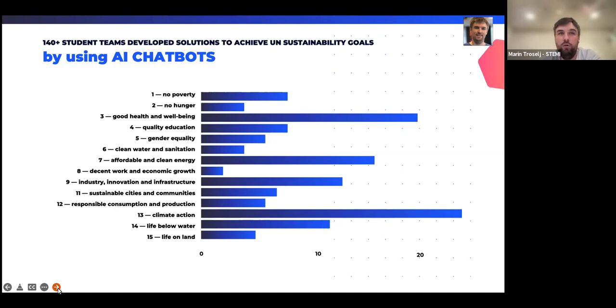And here on this graph, you can see which topics Croatian students are interested in. They care about climate change, good health and well-being, obviously because of COVID, affordable and clean energy, and so on. So when we are designing our programs, we always try to think how to teach kids technology to do social good and to inspire them to solve global problems.